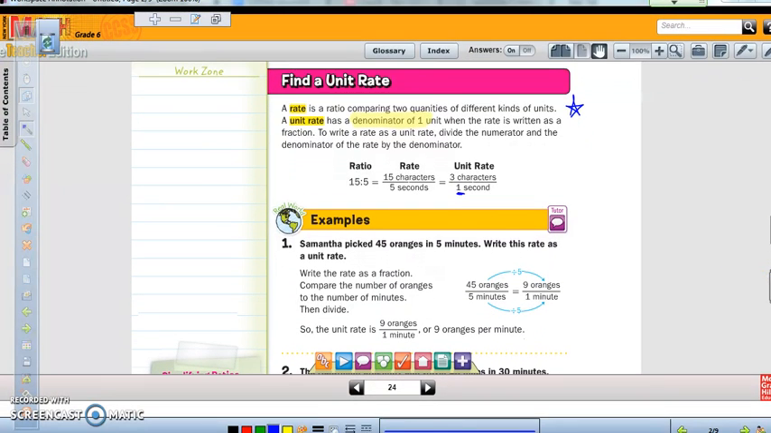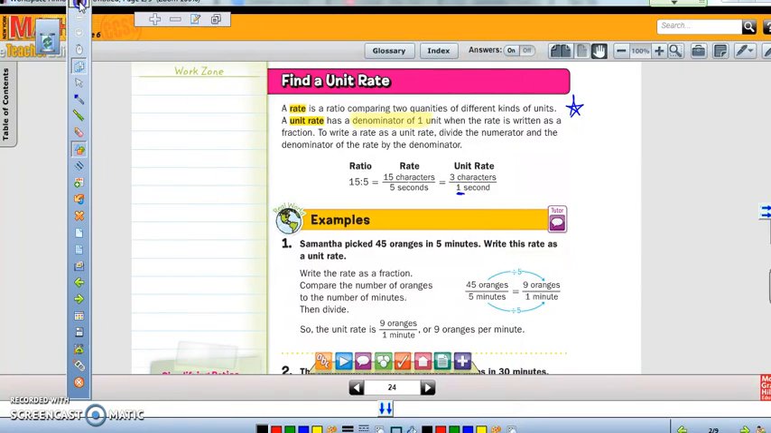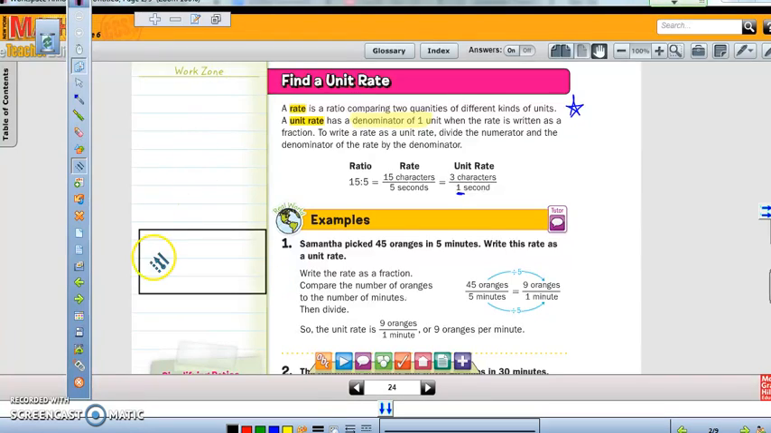So let's look at our first example, and we're going to continue to use ratio tables. So here's my ratio table. You need to draw this as well. Okay. Samantha picked 45 oranges in 5 minutes. Write this rate as a unit rate. So we're talking about oranges and minutes. So 45 oranges in 5 minutes, and I want my denominator 1.